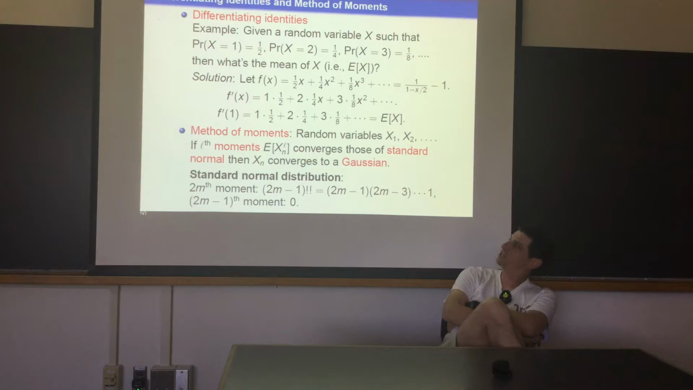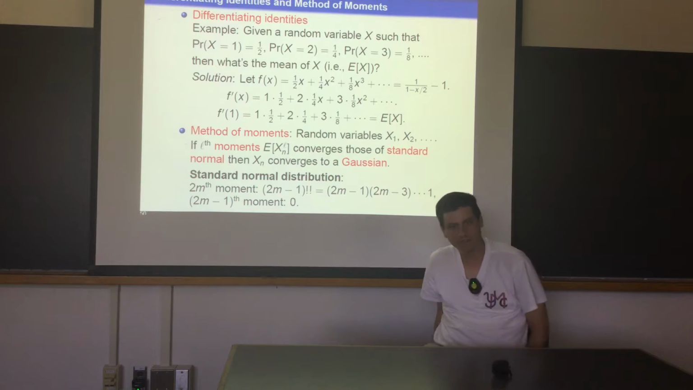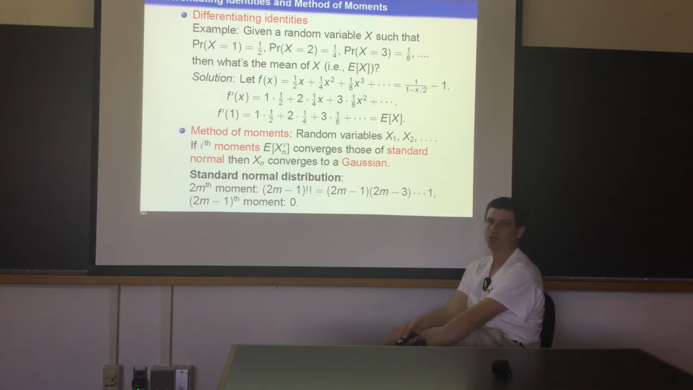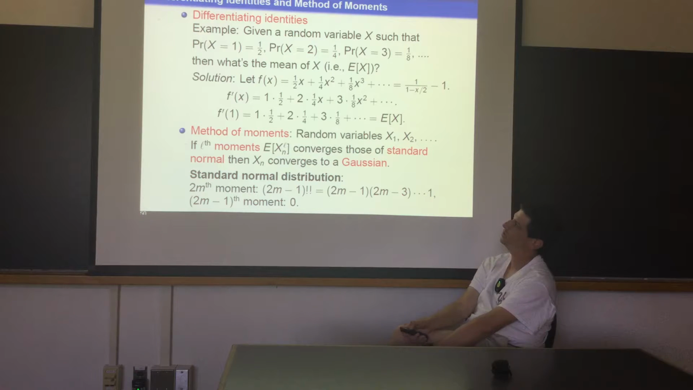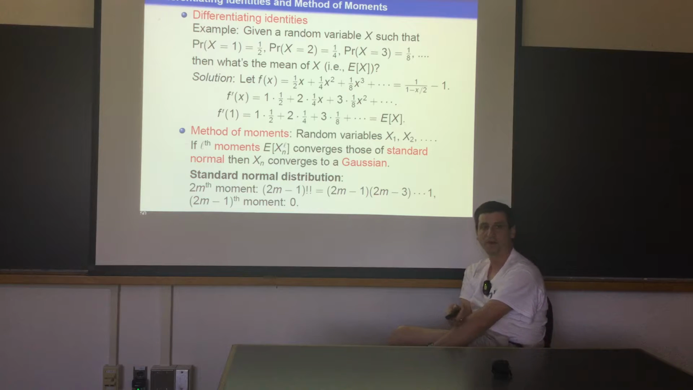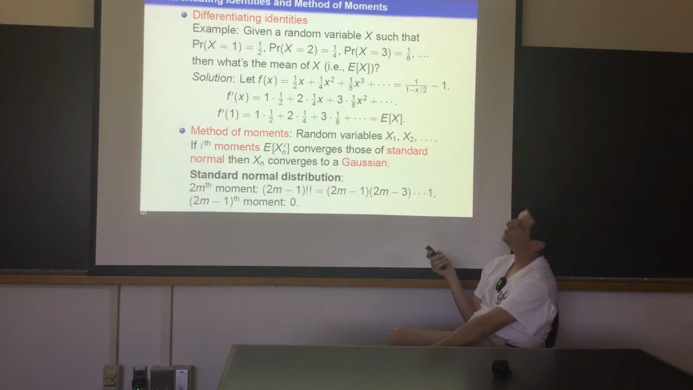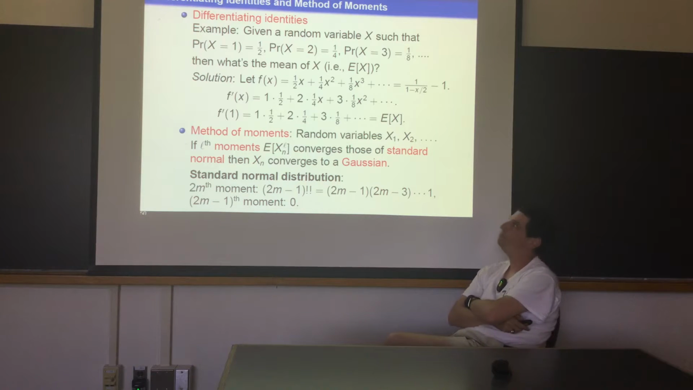And so here's differentiating identities. So this is one of my favorite techniques in probability. So let's say I have a random variable, so the probability it equals 1 is a half, that it equals 2 is a fourth, 3 is 1/8. It's a nice geometric random variable with parameter 1/2. So what is the mean of x? So the mean is the sum of n times the probability of n. Well, let's look at the function 1/2 x plus 1/4 x squared plus 1/8 x cubed, etc. This is a geometric series with ratio x over 2.